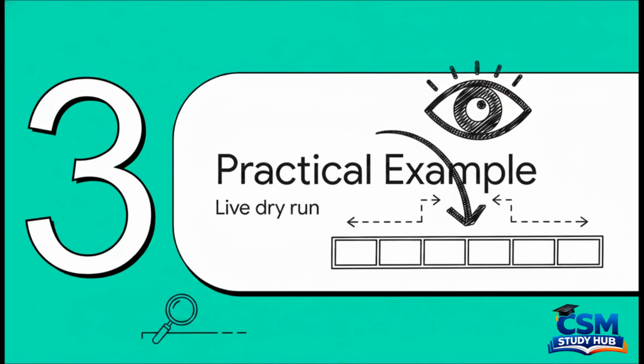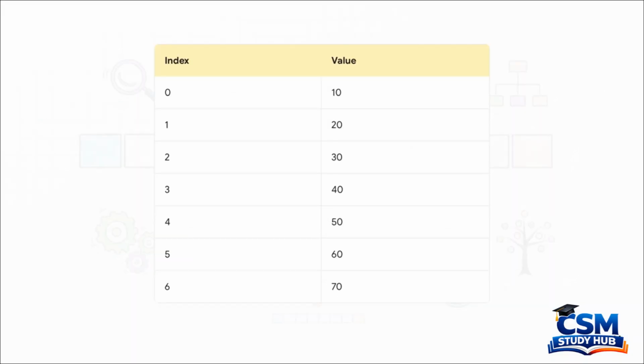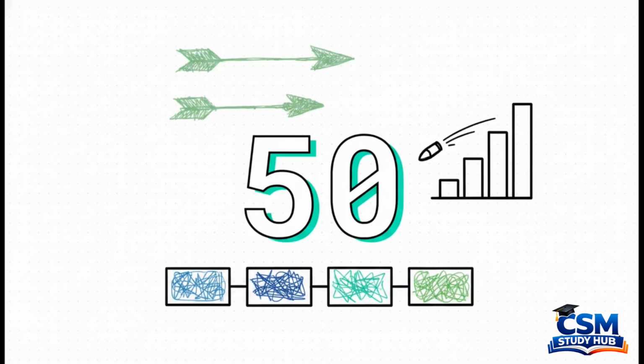Section 3, a practical coding example. Let's actually visualize this halving process with a live dry run. Okay, so here's our starting array. We've got 7 numbers, and notice, keeping that golden rule in mind, they are perfectly sorted from smallest to largest: 10, 20, 30, 40, 50, 60, and 70. This whole block right here is our starting search space. And here's what we're actually hunting for. Our target number is 50.